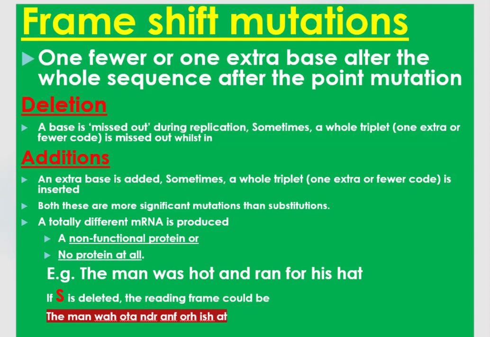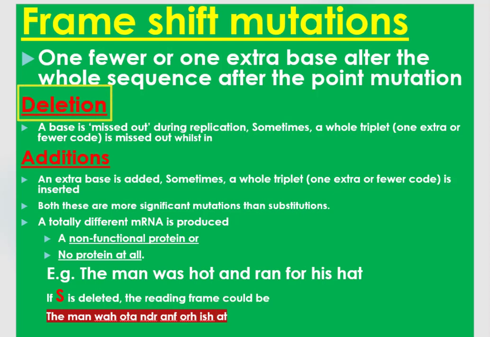The second type of point mutation is frameshift mutation. Frameshift mutation is a condition when one fewer or one extra base alters the whole sequence after the point mutation, or where a base or a genetic code is added or deleted. Frameshift mutation can happen due to deletion or addition of base or a triplet code. In this case, frameshift mutation can be deletion mutation and addition mutation.